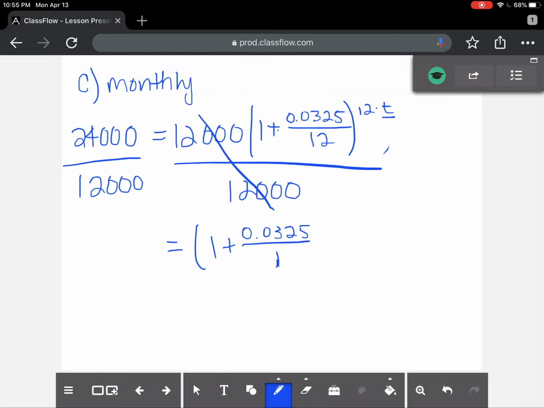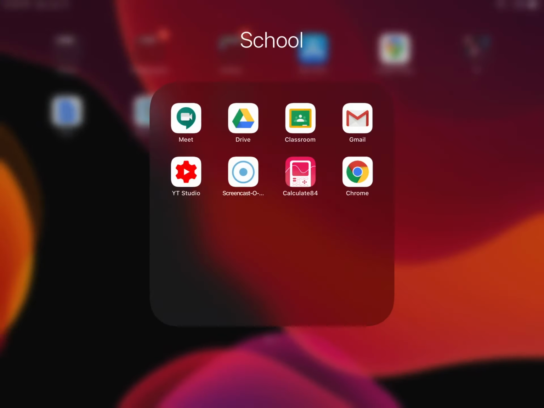0.0325 over 12 raised to the 12 times t. And on the left side, you'll have 2. So a lot smaller numbers that you'll have to deal with on your graphing calculator. Okay, so you're going to plug 2 into your y2, and you're going to plug the right side of your equation into your y1 in your graphing calculator. Okay, so let's do that.